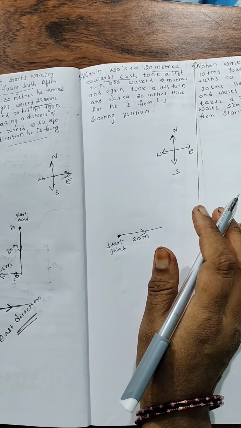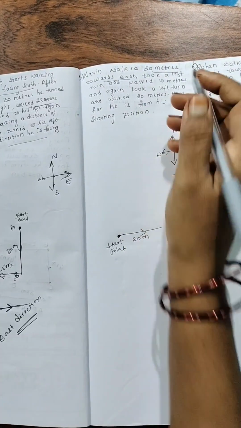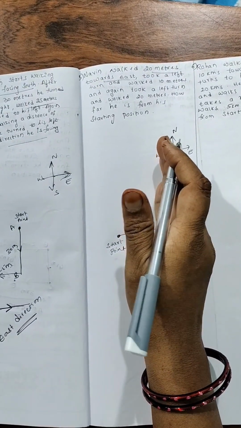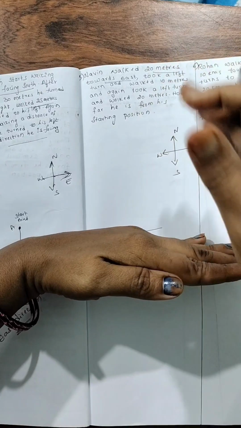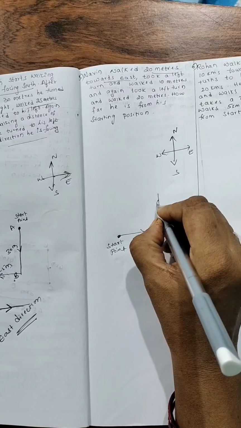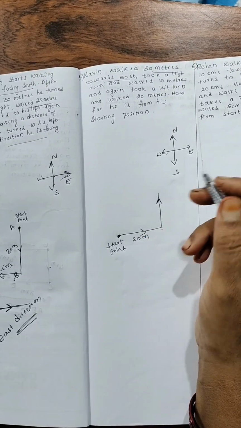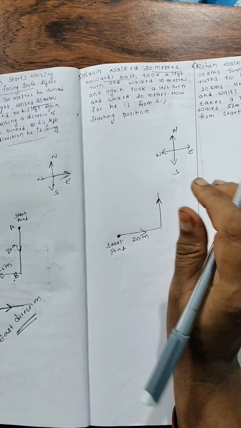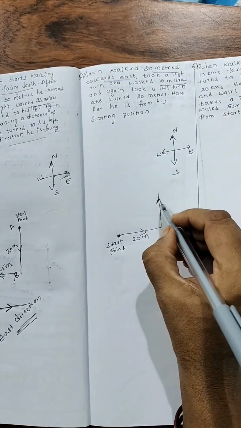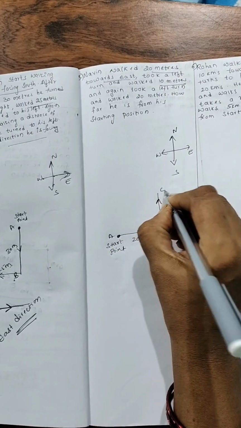Now next, towards east he walked. Now he took a left turn. So here he stood now, so this becomes left, and this becomes right for him. Just imagine yourself as if you stood here, so you will understand which is left and which is right. He turned left and walked 10 meters. Put it as A, B and here C.